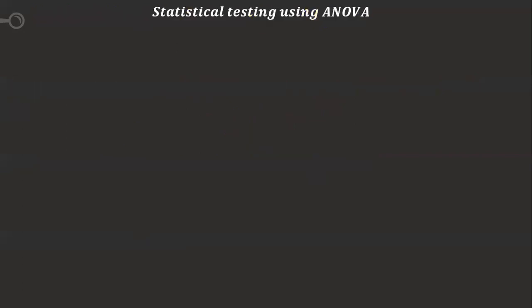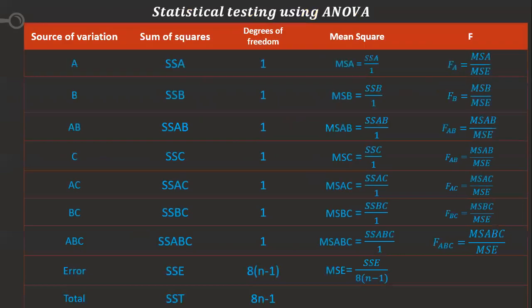So for statistical testing using ANOVA, the same way we are going to do it here. I am going to calculate SSA, SSB, SSAB, SSC, SSAC, SSBC, SSABC, and SSE. So here 8 is coming. Why is 8 coming here? See, it is 2 replicates we are going to do for the example here.